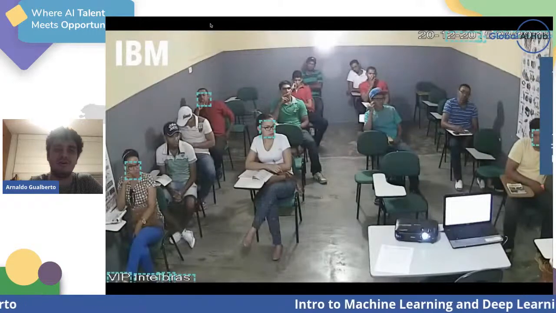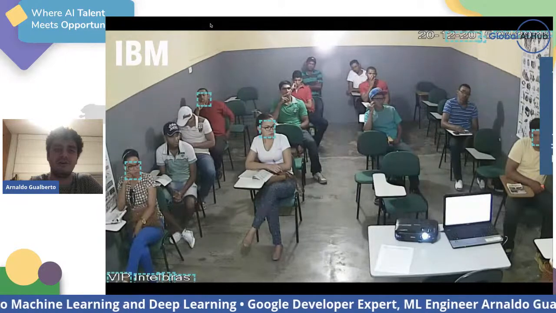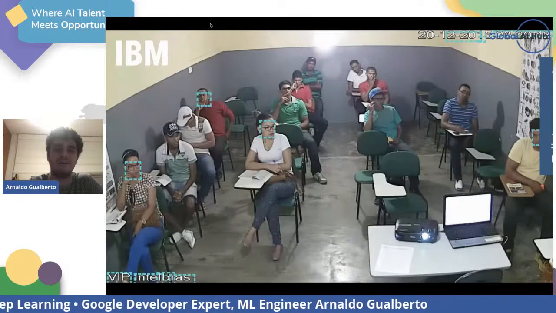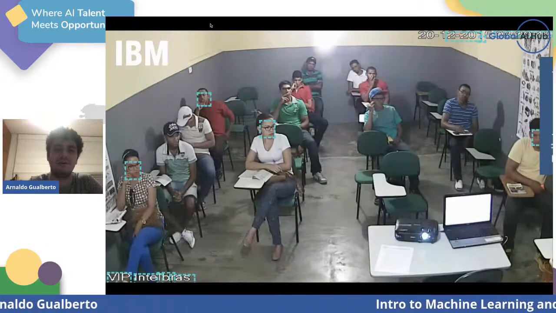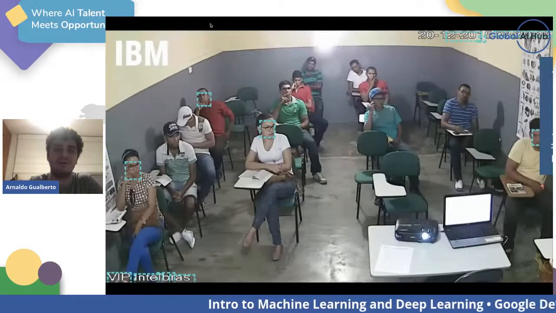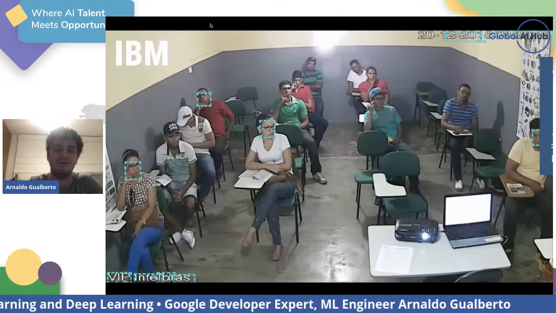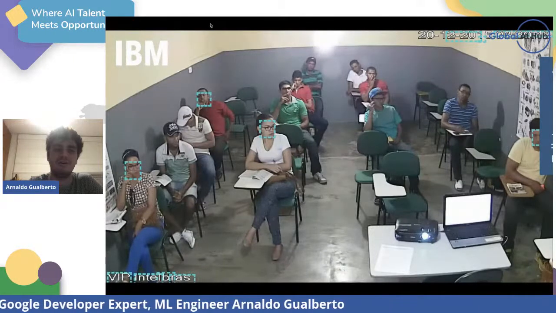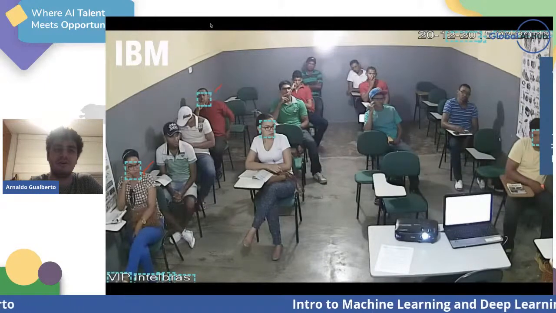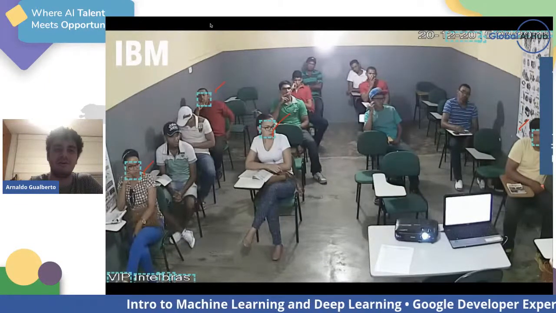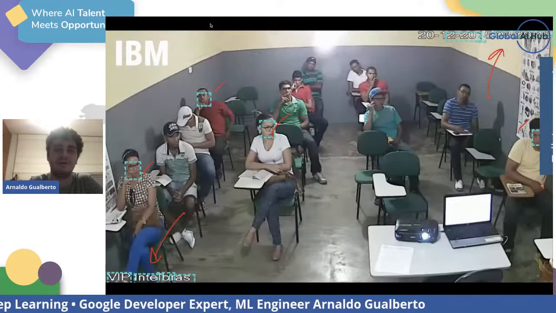So I also decided to compare my system to other solutions from big companies. For example, here's the result of the IBM face detector on an image from our data set. You can see that it detects about 4 people. This one, and this one, but it has some false positives, like this one here and these ones here.